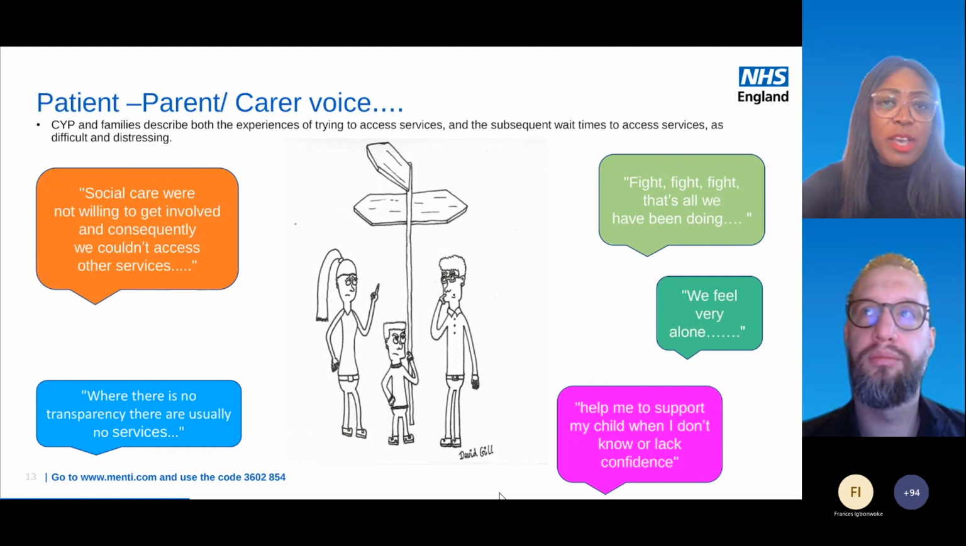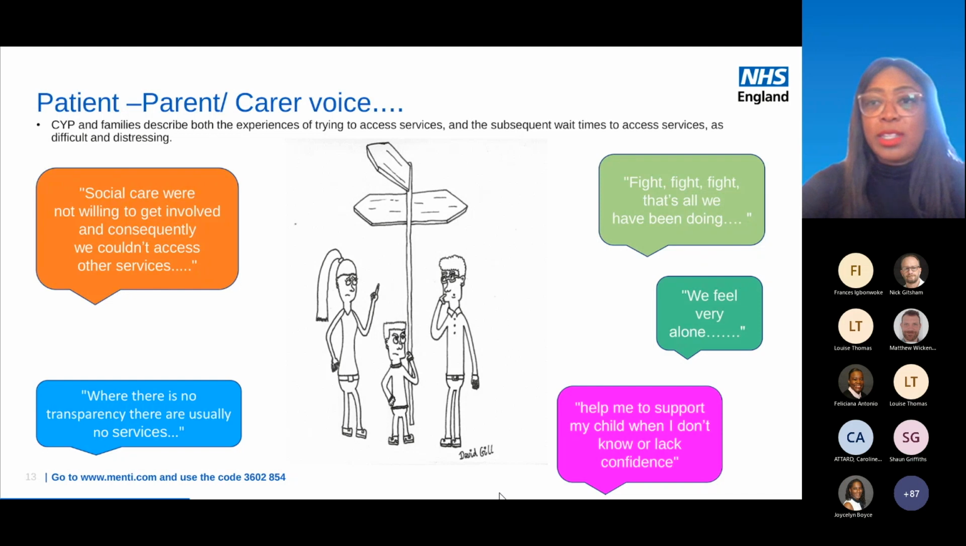In front of us, we have some quotes that we've collected from parents sharing their experience of accessing our services. So here we read, "Social care were not willing to get involved, and consequently we couldn't access other services." "Fight, fight, fight. That's all we have been doing." "Where there is no transparency, there are usually no services." And lastly, "I need someone to help me to support my child when I don't know or lack confidence." Next slide, please.